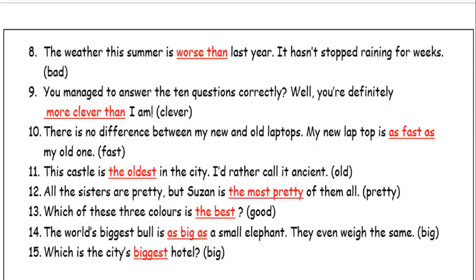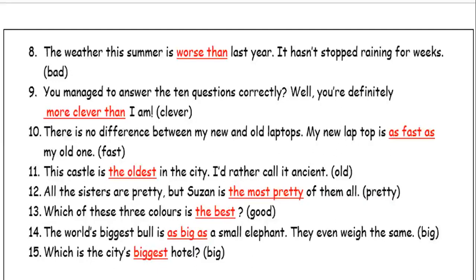Number 9: you managed to answer the 10 questions correctly. Well, you're definitely I am. I want to compare between you and I am. I find you more clever than I am because you managed to answer the 10 questions correctly. Okay, so I have here more equality for you and less equality for I am. So I should look at our adjective clever, then I can find it has more than one syllable. So the best answer here is: more clever than.